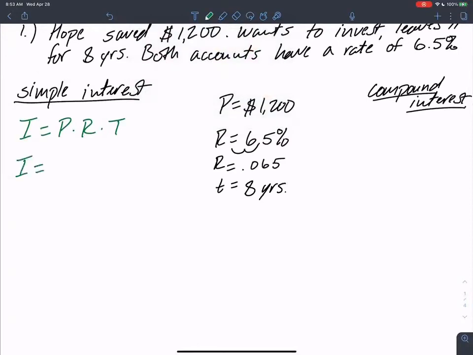Interest is the principal. We know right there is 1,200. The rate, not 6.5, but 0.065. In time, 8 years. Okay. Someone get that for me, please? What's that number? I'll get it too, so we can kind of compare.